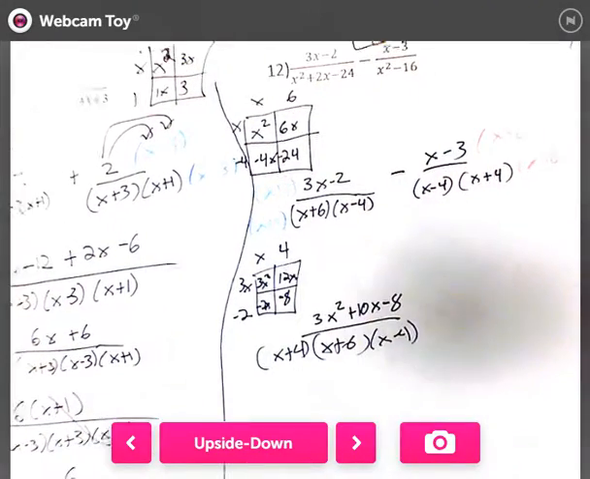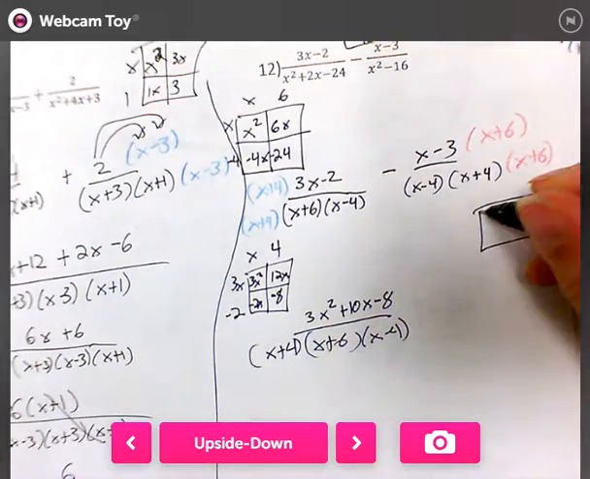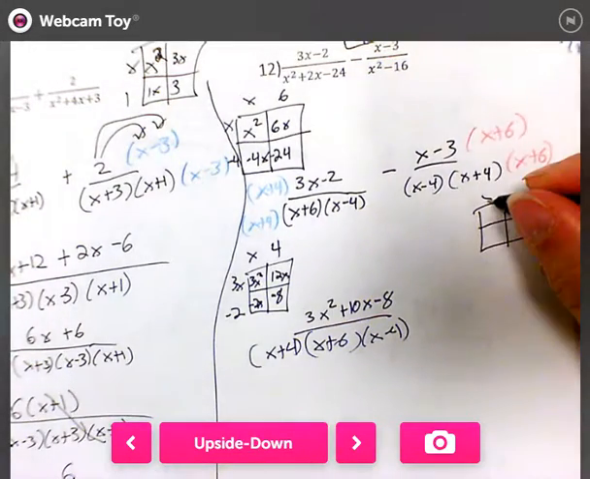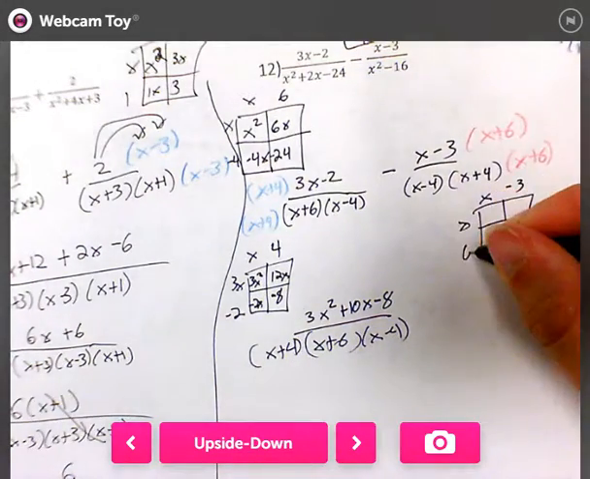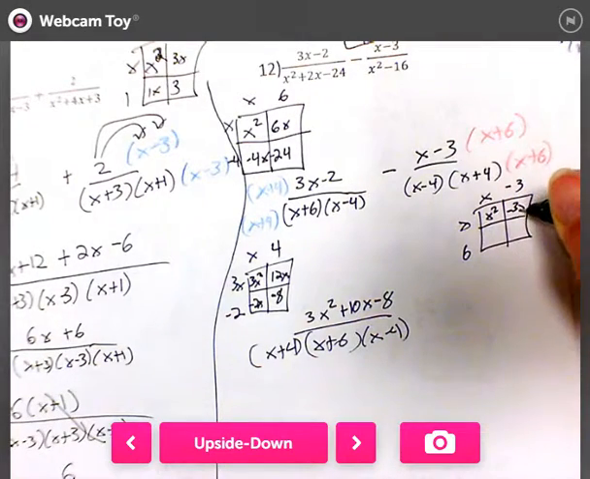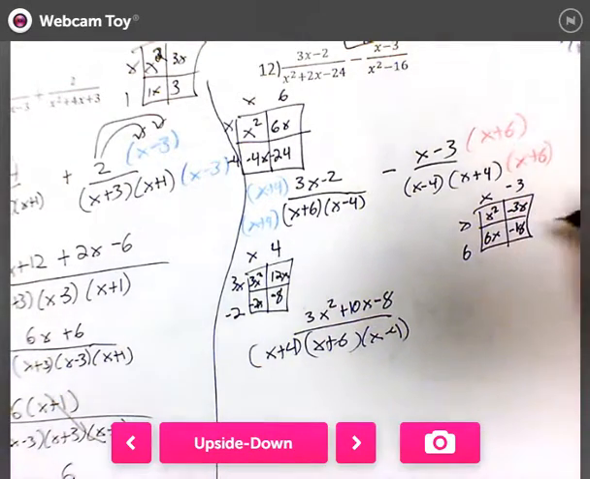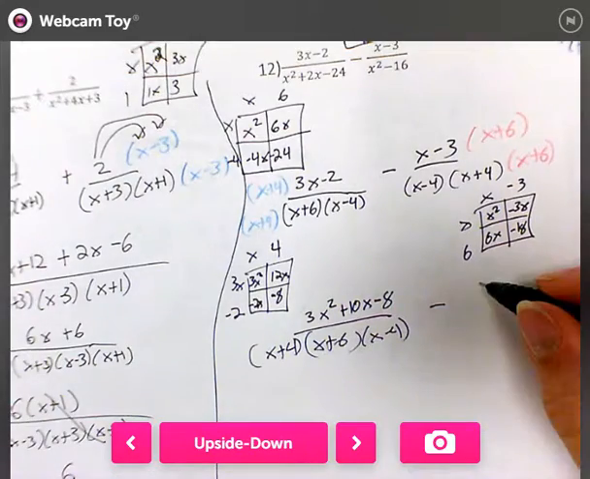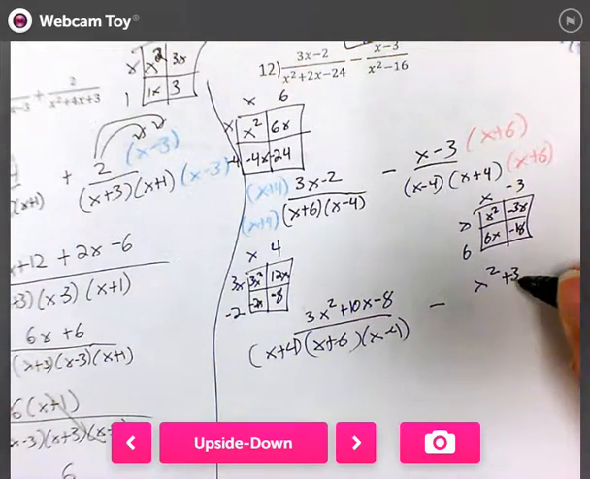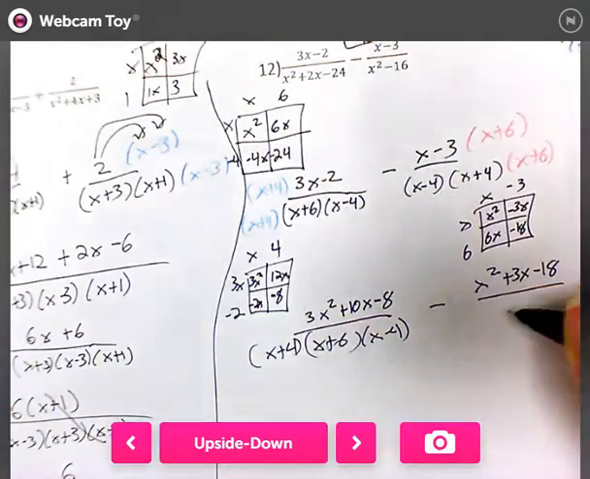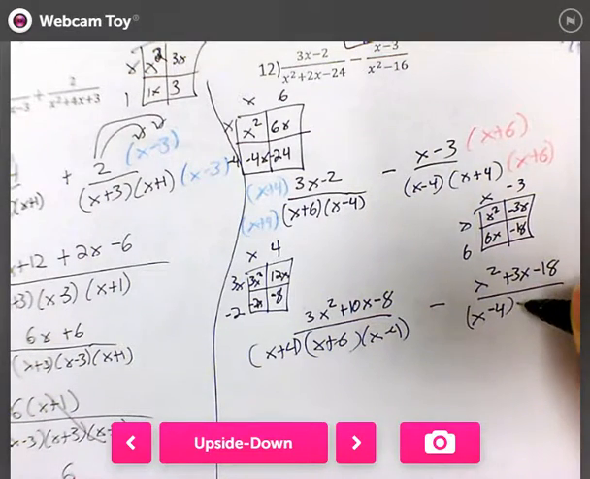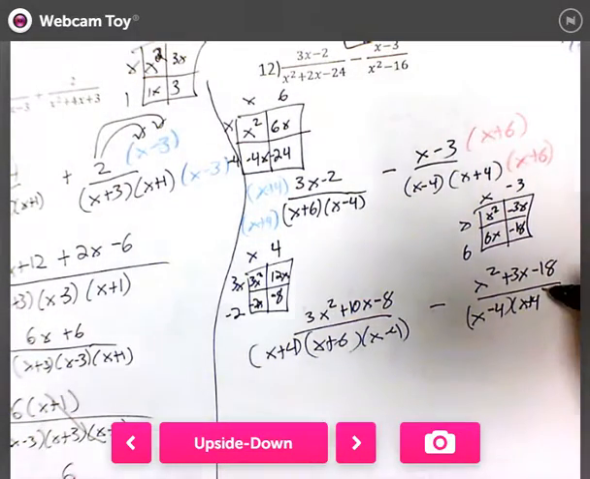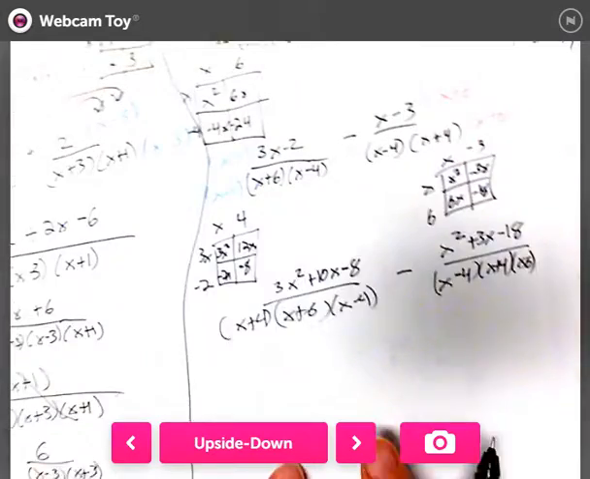It's got to end. Okay, then over here we've got x minus 3 and x and 6. We get x squared minus 3x, 6x minus 18. So I end up with x squared plus 3x minus 18 all over x minus 4 times x plus 4 times x plus 6. And now I'm going to subtract this.